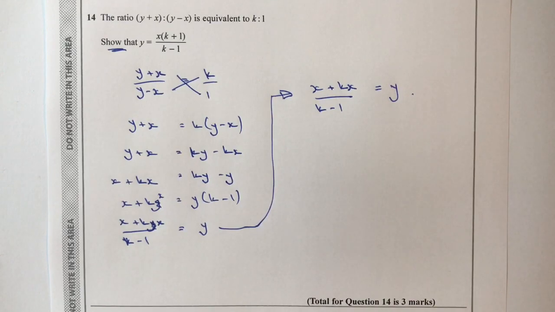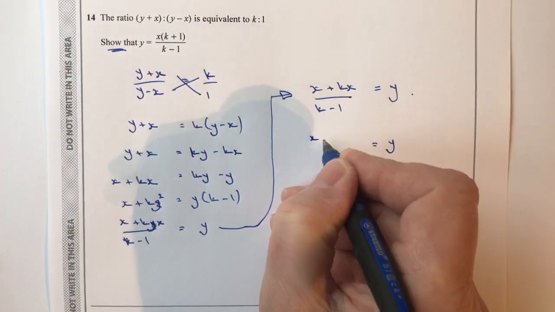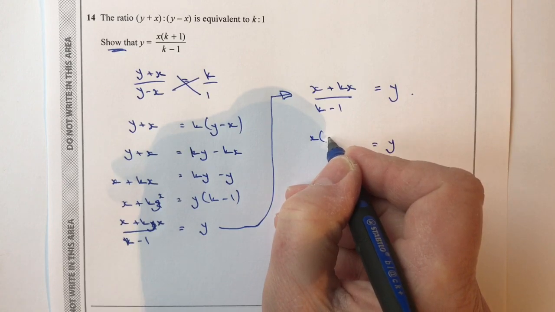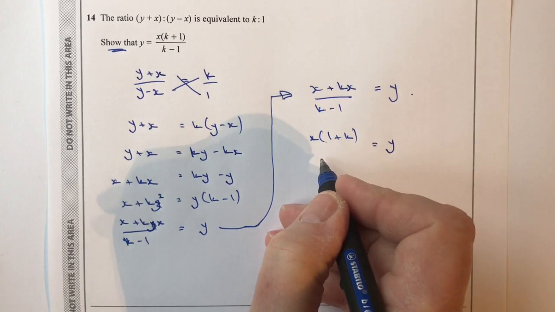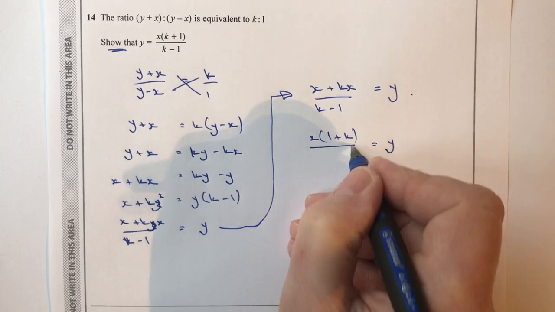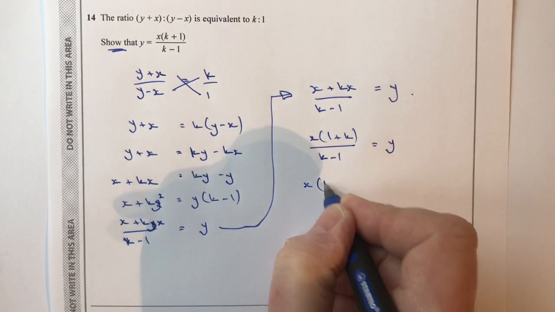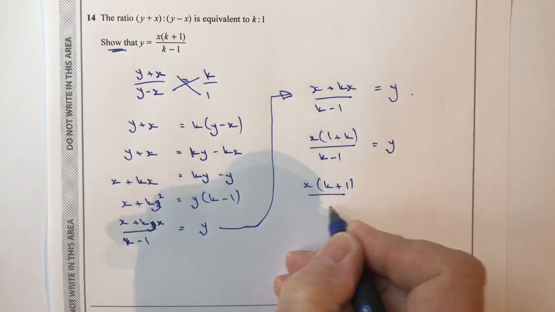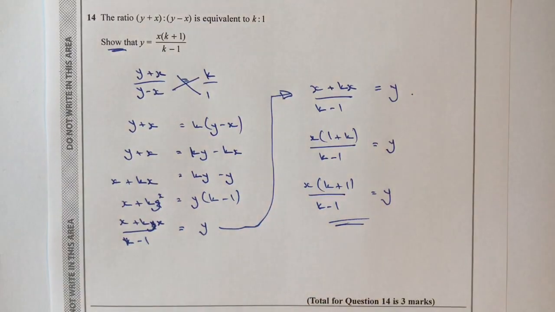We're looking quite close to the show that we're being asked to do, and the final bit of it is we just need to factorize the top bit for x, and that will give me 1 plus k divided by k minus 1, and that's exactly the same as saying x times k plus 1 divided by k minus 1 equals y, and that would be the answer to this particular question. So that's taken a fair bit of working through.